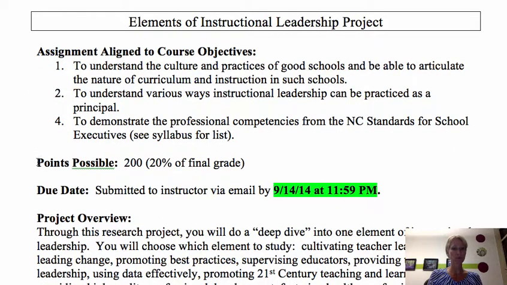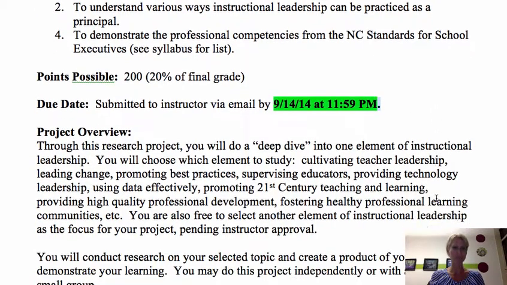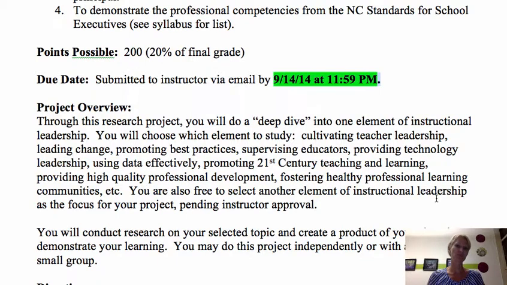This project is worth 200 possible points, which is 20% of your final grade. It is due on the due date listed in your assignment sheet. So this project is really about selecting a topic within the general study of instructional leadership that you really want to do a deep dive into, that you want to look at with the kind of depth and thoroughness that we're not able to do with every element of instructional leadership in our course, because it's only a one semester course and there's so much important stuff to learn about.